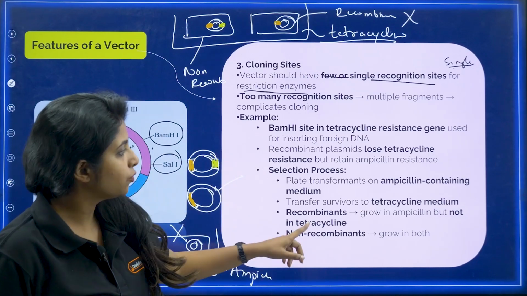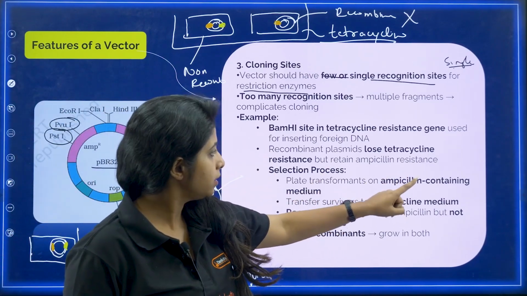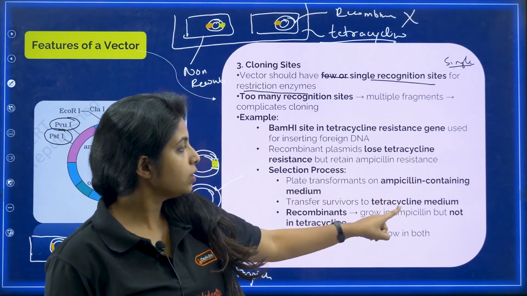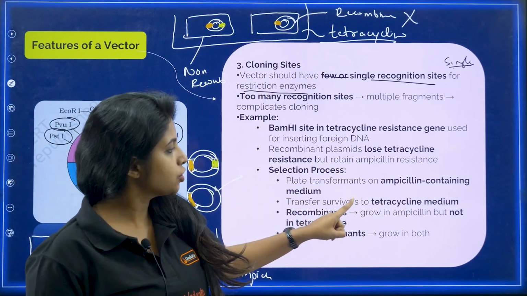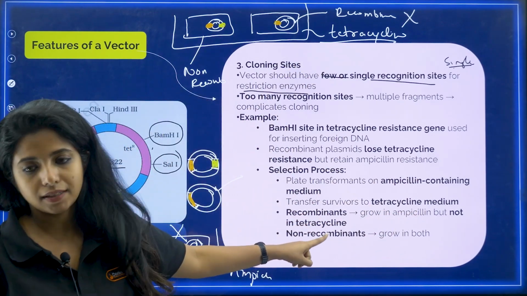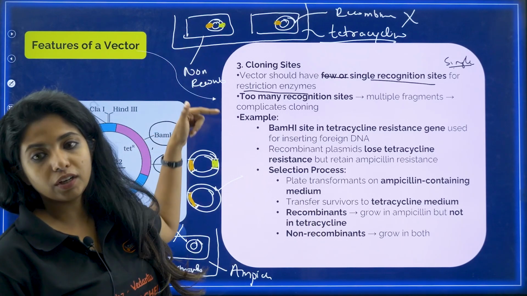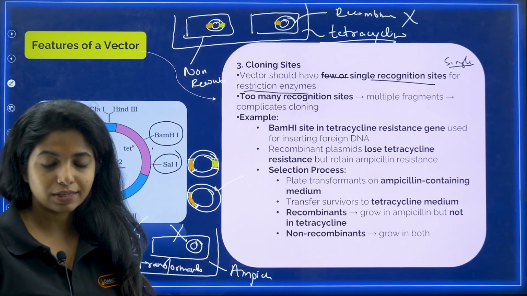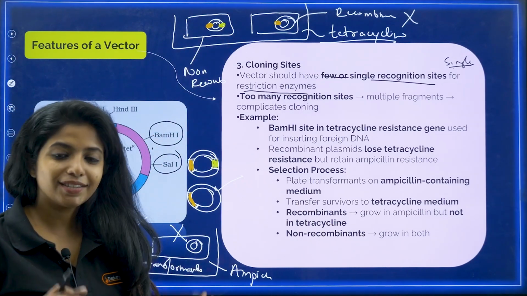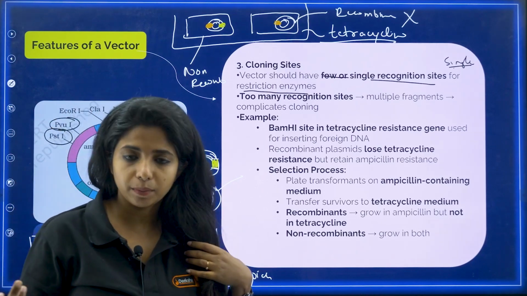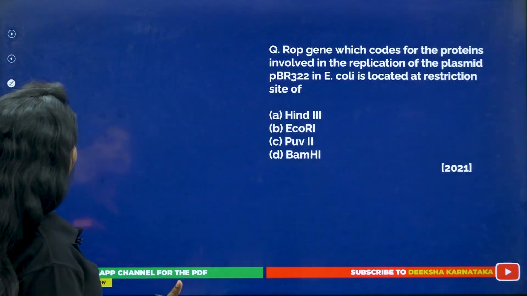So that is exactly written over here. Plate transformants on ampicillin resistant medium, transfer survivors to tetracycline medium. Recombinants grow in ampicillin but not in tetracycline. Non-recombinants will be growing in both the media because they have both the genes of interest. Got it? So this is how it usually works. That is the use of selectable markers. But I am going to tell you one more very important way.